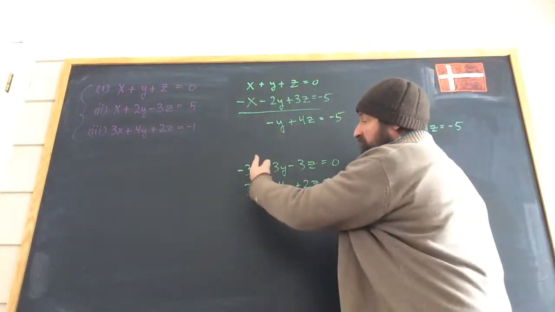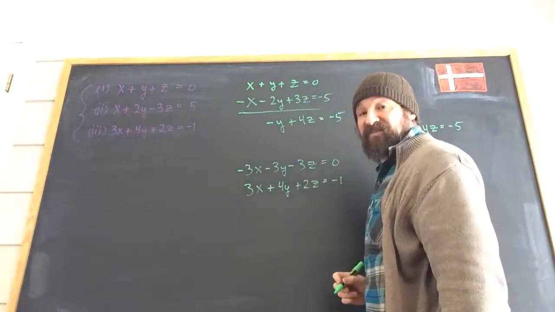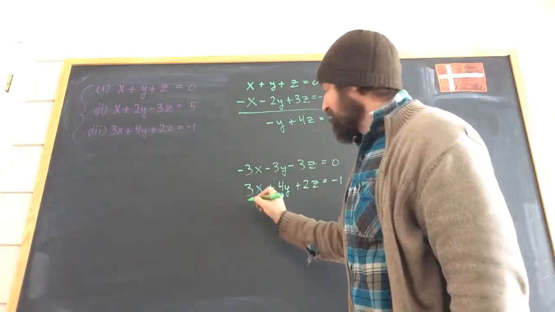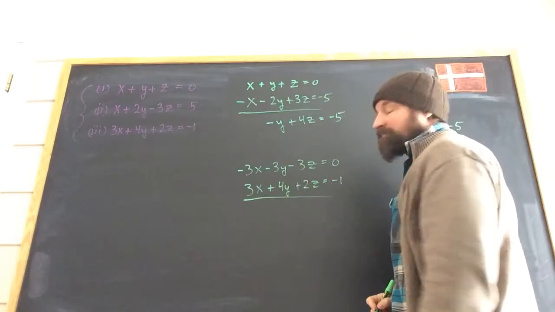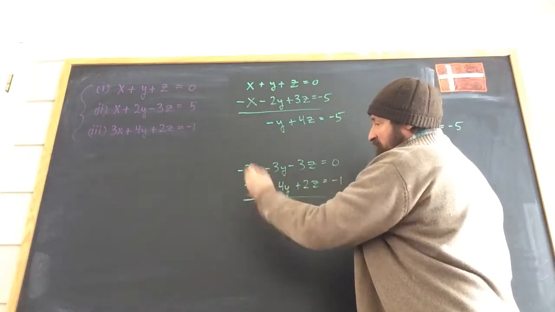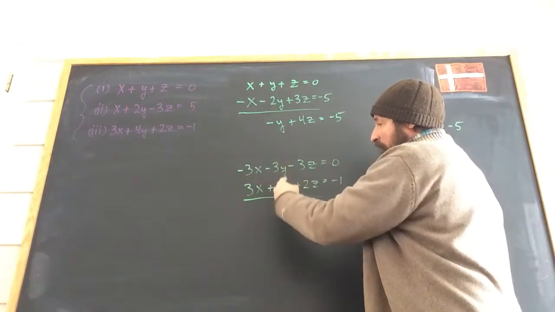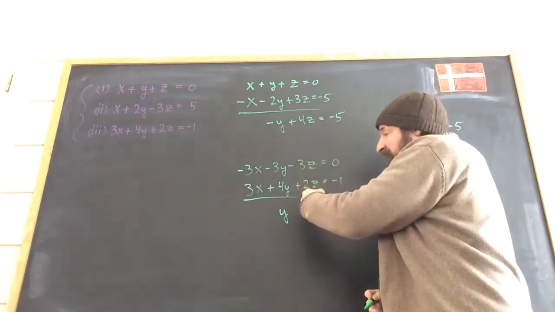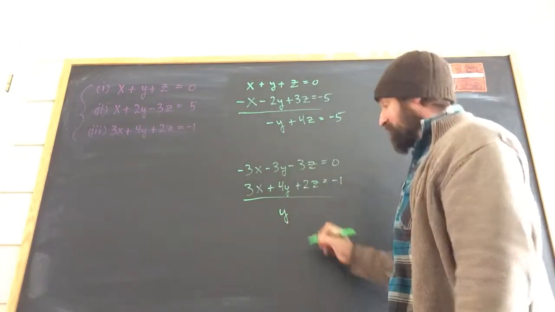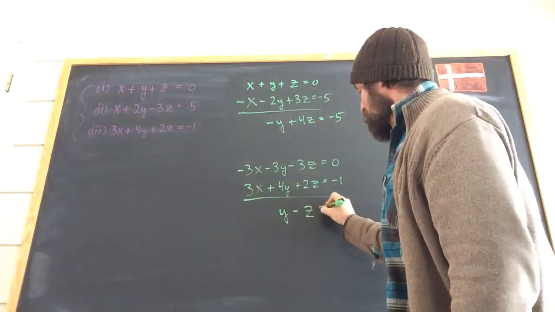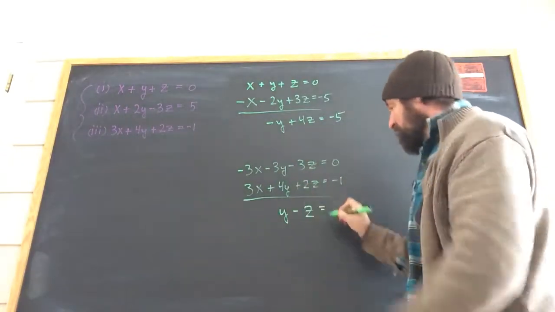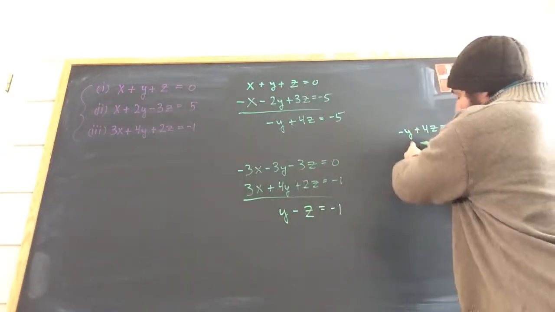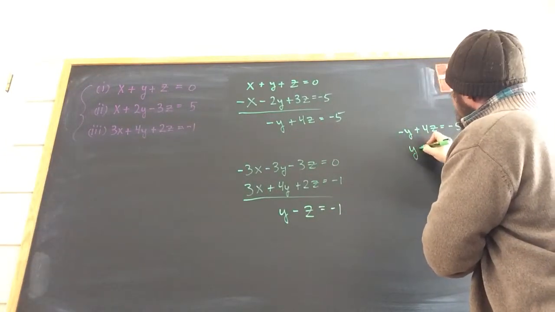And since the coefficients on the x variable are opposites of one another, when I add them together, the x variable will be eliminated. All right. -3x plus 3x is 0x. -3y plus 4y is a 1y. And -3z plus 2z would be a -1z. And 0 plus a -1 is -1. So now I'll take this equation.